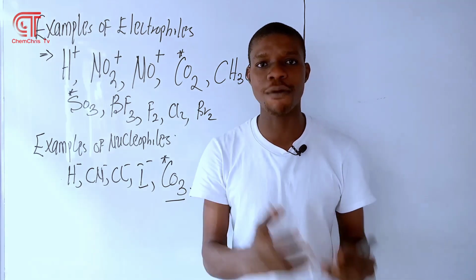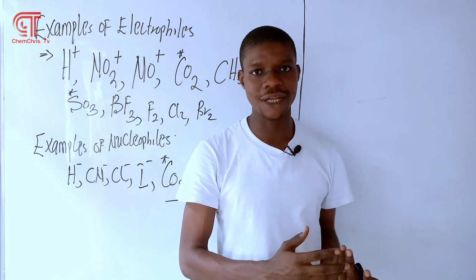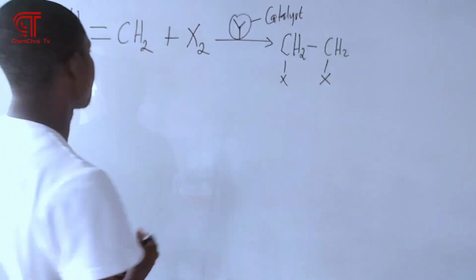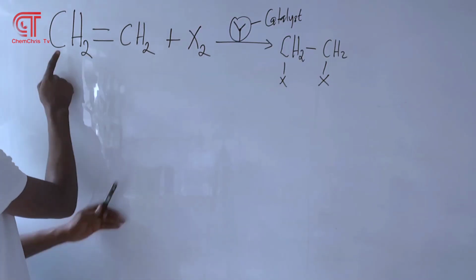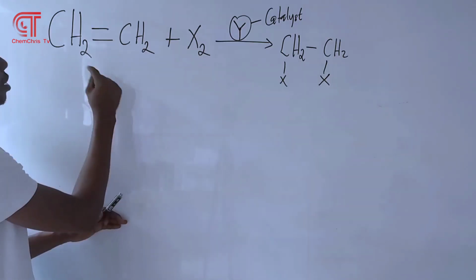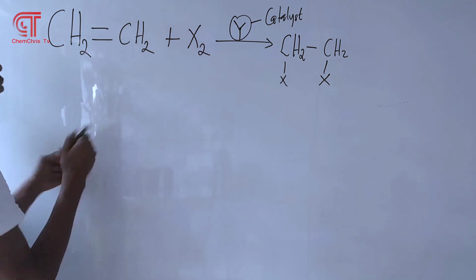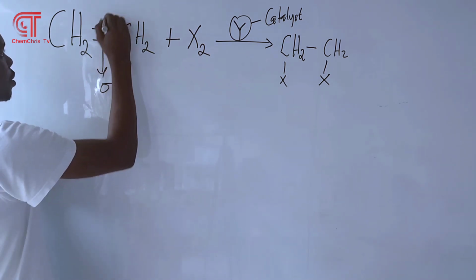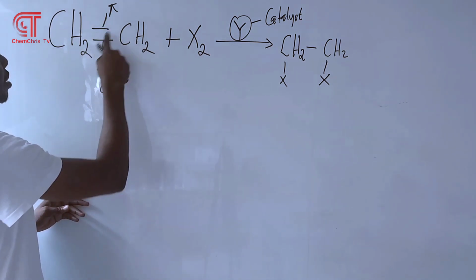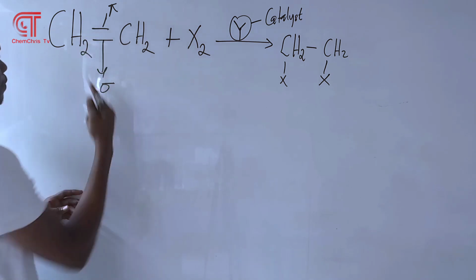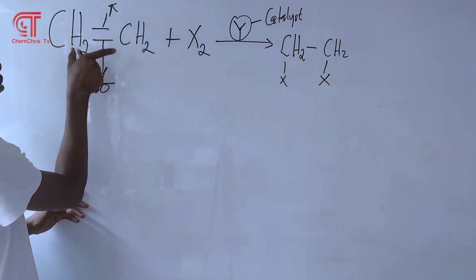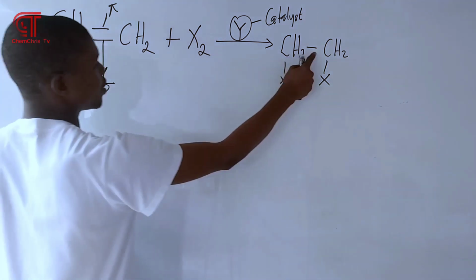Now let me show you the format in which you are going to see addition reactions. This one is an alkene, so here we have CH2 double bond CH2. This double bond contains a sigma bond and a pi bond. There are always two bonds here, sigma and pi. When addition reaction takes place, it only breaks the pi bond. When you add this to the multiple bond, we will convert it to a single bond.